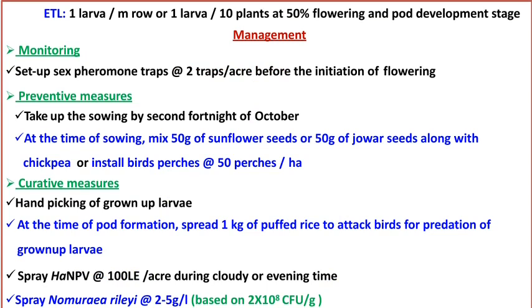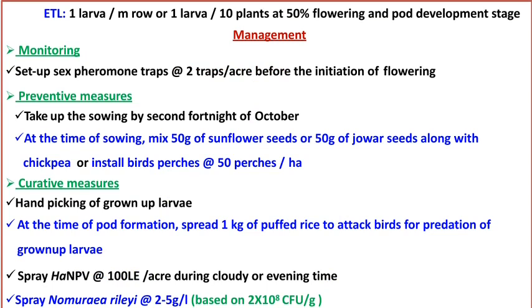The next trap is the sex pheromone trap. With the help of Heli lure, the lure we can install in that sex pheromone trap, we can install two traps per acre for monitoring purposes. Then, in case of preventive measures, take up the sowing by the second fortnight of October.